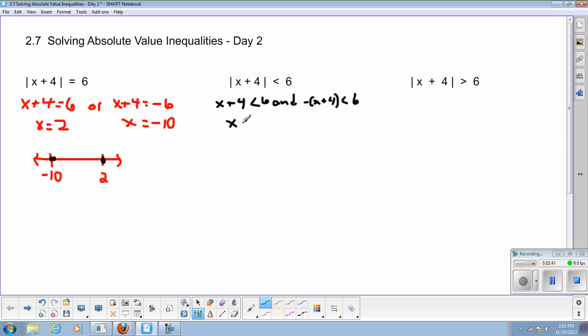I have x is less than 2. Then distribute my negative: the opposite of x, minus 4, is less than 6. Add 4 to both sides, so the opposite of x is less than 10. X is greater than negative 10.